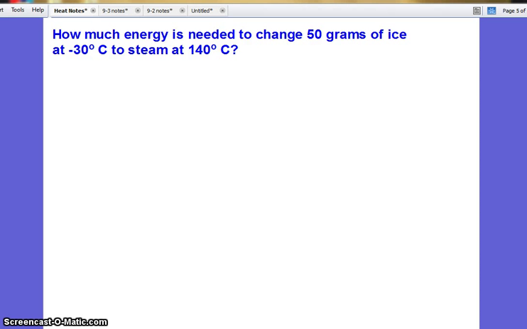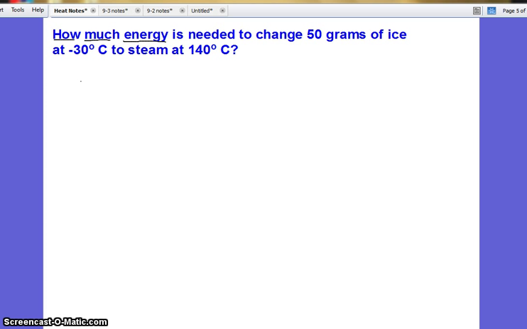In this problem, we're asked how much energy is needed to change 50 grams of ice at negative 30 degrees Celsius to steam at 140 degrees Celsius. The key here is that it asks how much. Whether it's how much energy is needed, how much heat is needed, how much energy is added, or how much heat is removed, the "how much" part is the key. It'll be this type of problem.